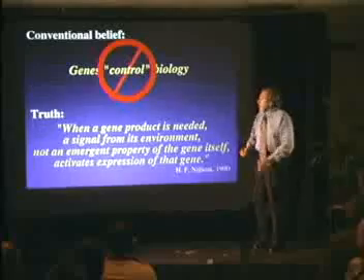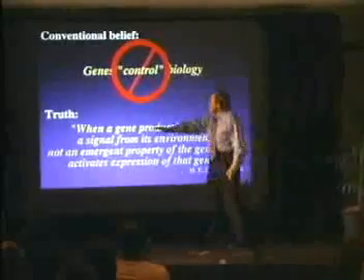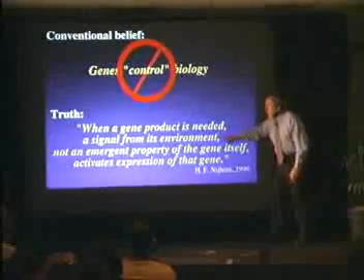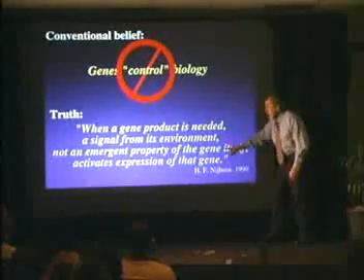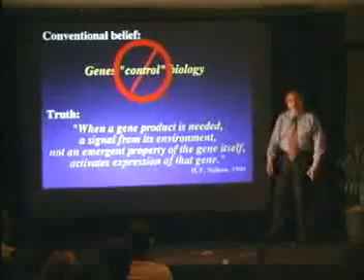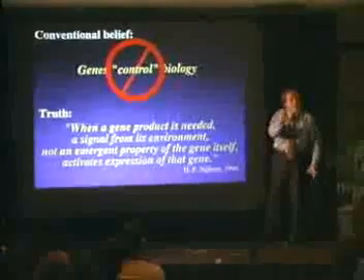to be activated. And why would a gene be activated? To make the proteins for the cell that needs to do the behavior. So the truth statement is this: when a gene product is needed, a signal from its environment, not an emergent property of the gene itself, activates expression of the gene. Well, that's somewhat of a complicated sentence, so let's simplify it.